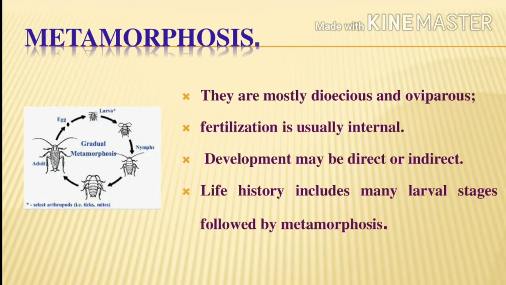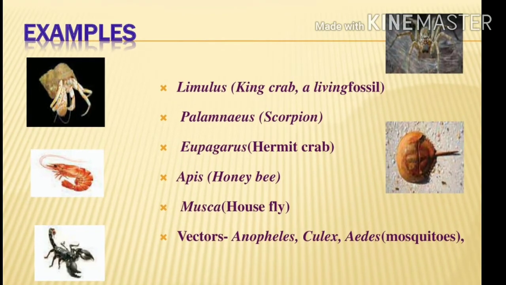So this is overall about phylum Arthropoda. Note it. These are examples. What is Limulus? Limulus is the king crab, one of the living fossils. Next is Palamnaeus, that is the scorpion. Next is the hermit crab, which is Eupagurus. Also the honeybee is Apis, and the housefly is Musca.